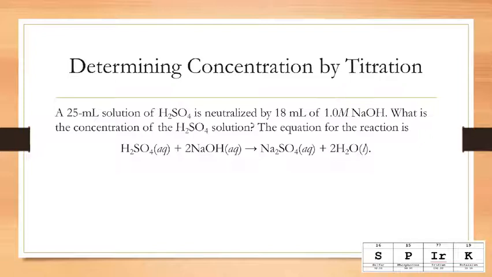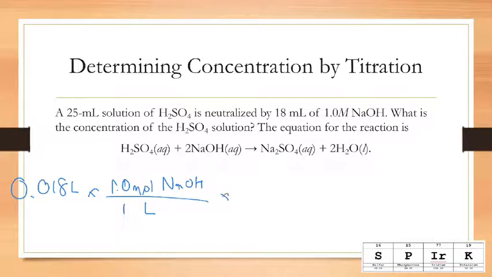So if we have a 25 mL solution of H2SO4 that is neutralized by 18 mL of 1.0 molar NaOH, what is the concentration of the H2SO4 solution? So again, we just start with what we know and we use some stoich to figure this out. For this, we know the volume of NaOH we use. So we start with 0.018 liters. And we have to use liters because we're multiplying by the molarity. And the molarity is 1.0 moles of NaOH per liter.